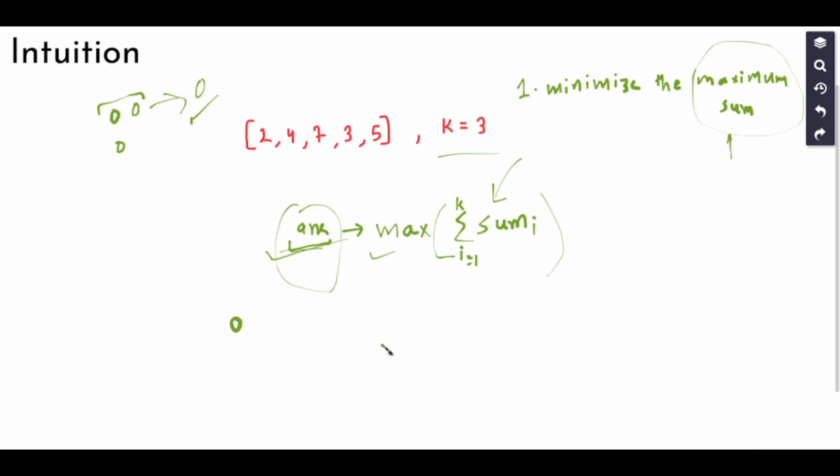What can be the maximum sum? The maximum sum can be the sum of all the elements in the array, because let's say k is 1 for some typical test case. In that case we just sum all the elements, because we can't divide the array anywhere. So the maximum sum would be 2 plus 4 plus 7, 13, plus 3, 16, plus 5 would be 21. So this is the minimum, this is the maximum, and our answer lies in this range.